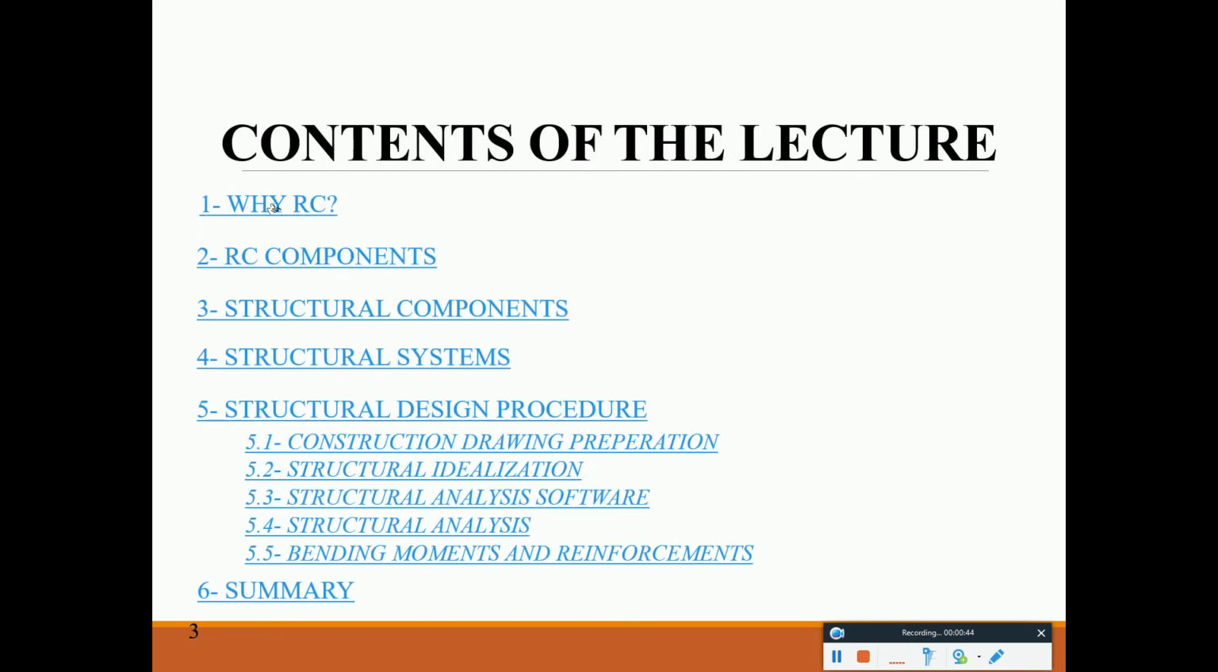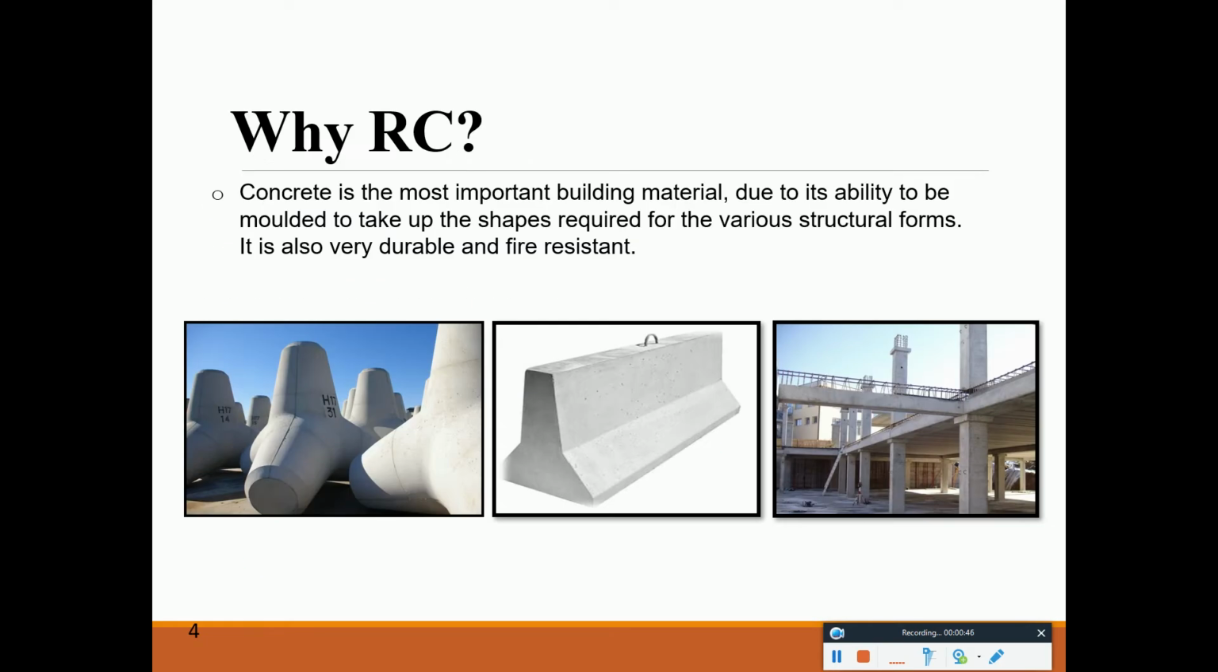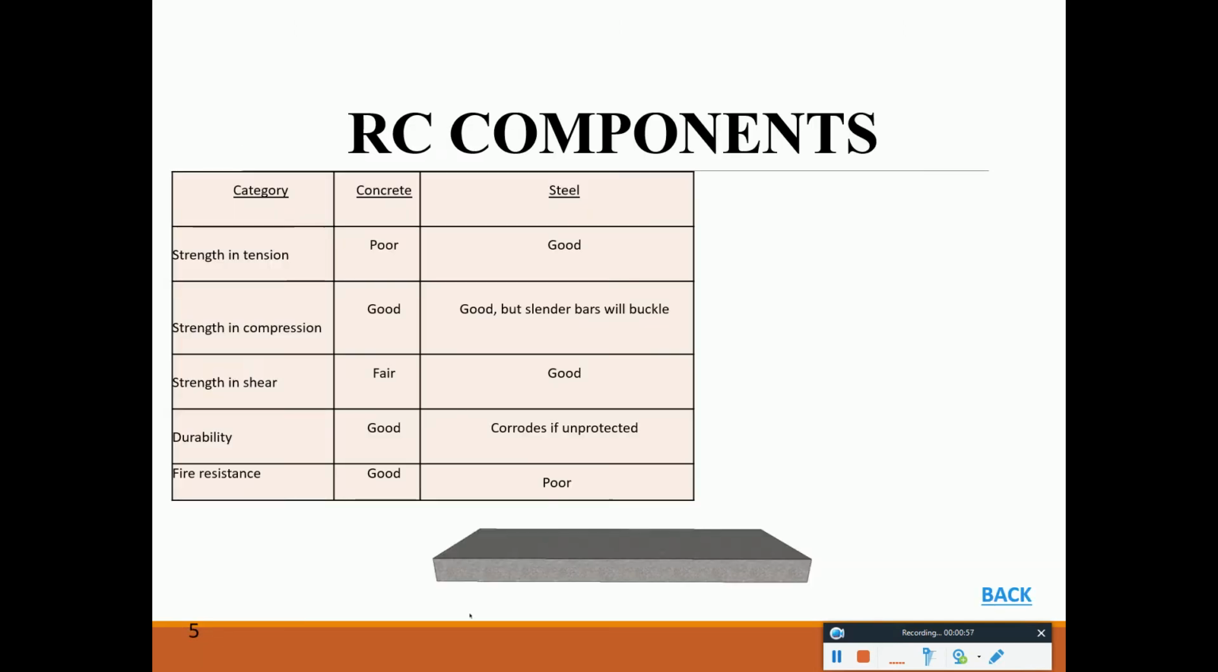in the previous lecture, we have talked about the characteristics of the material of concrete, the characteristics of the material of steel, and we discussed them in terms of tension, compression, shear, durability and fire resistance, and we have tackled in detail the meaning of these things.